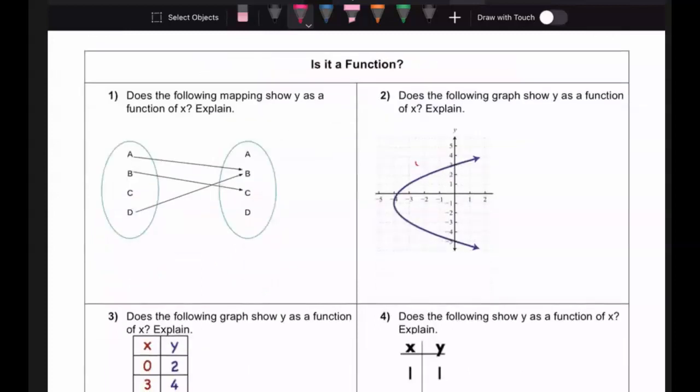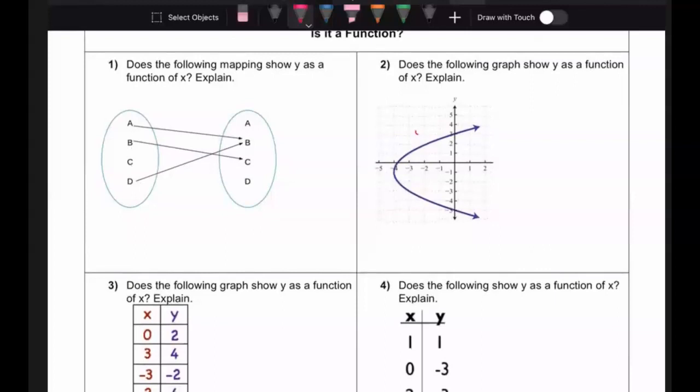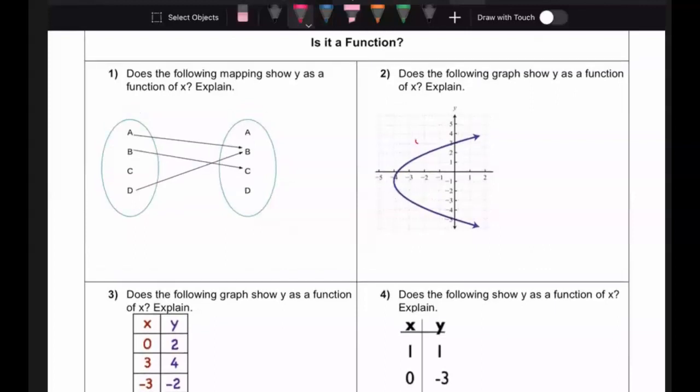The first major topic we are going to be covering is: is it a function? So how to tell if something is a function. Now, you'll see the wording look like number 1. Does the following mapping show y as a function of x? All it's asking is, is this a function? And remember, for it to be a function, there has to be no repeating x values.